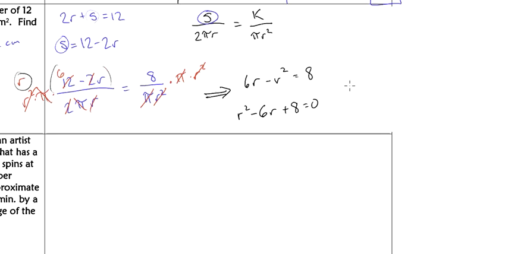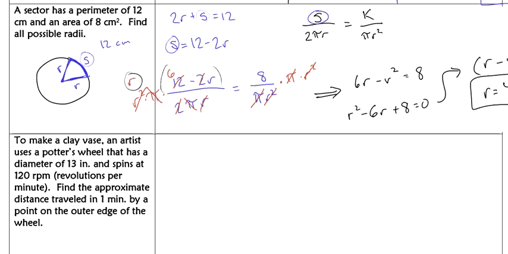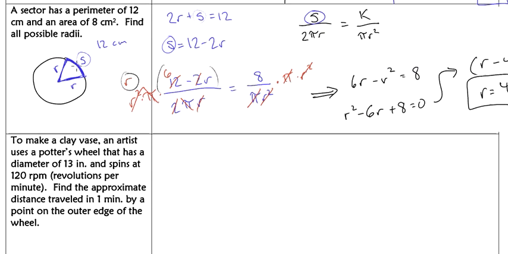Let's see, what multiplies to give us 8, but adds to give us negative 6? So that's going to be r minus 4 and r minus 2 equals 0. So the radius is equal to 4 and 2. 4 and 2. And do both those values work out? Yes. If we had a negative number, we'd have to check that a little more because you can't have a negative length.